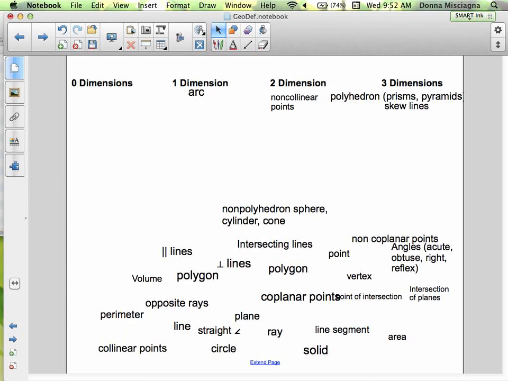You think of it. Also one dimension, right? Because if you were measuring an arc, the length of an arc, that's perimeter as well.